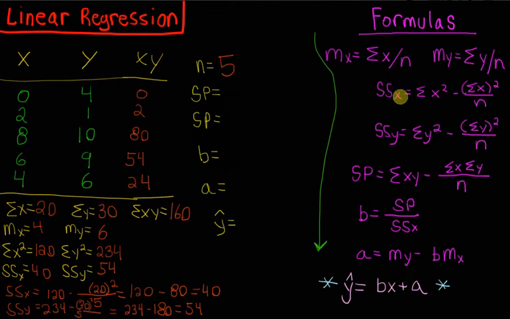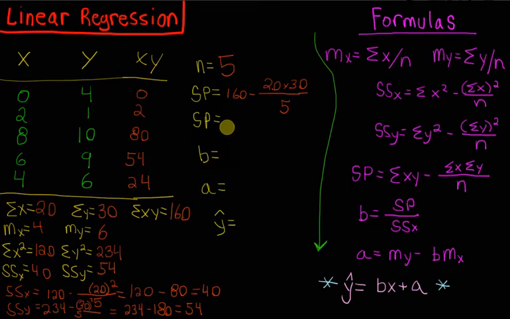Again, all of our formulas that we need are in order here, right? I put everything in order. We're going from top to bottom. So now we're at SP, and now we're going to need to look at our formulas here. SP is the sum of xy minus the sum of x times the sum of y over n. So here's our sum of xy. That's going to be 160 minus, now we have sum of x, which is 20, multiplied by the sum of y, which is 30, over n, which is 5.